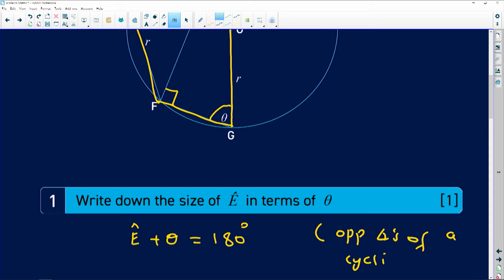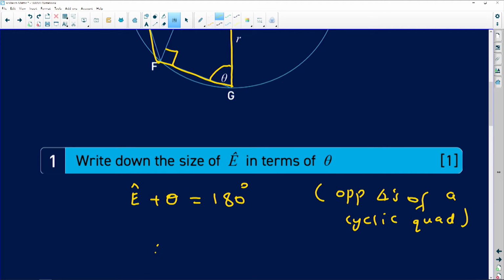Very powerful for you to see that your geometry does come in here and play a big role. And then this means that our angle E will simply be 180 degrees minus theta, and that will be the solution to the value of angle E in terms of theta. Always make sure that you put reasons when you're arguing using your geometry. Let's go to the next question.